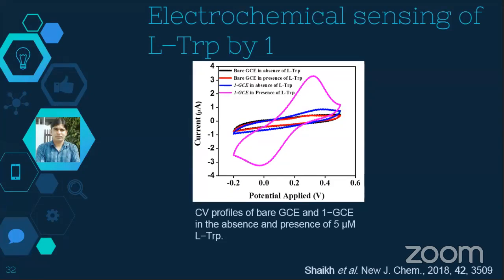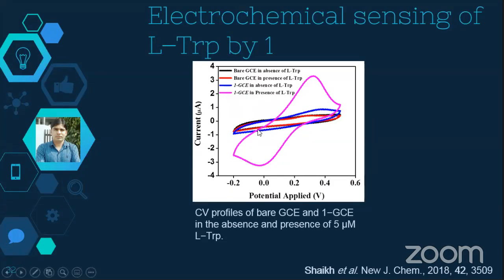So the black one is the bare electrode, where not much current is observed. Then the red one is the bare GC in the presence of L-tryptophan, and there was not much change there either. Then we prepared a glassy carbon electrode by coating our copper complex. That is the blue one, with just the phosphate buffer, where you can see a slight enhancement in the current.